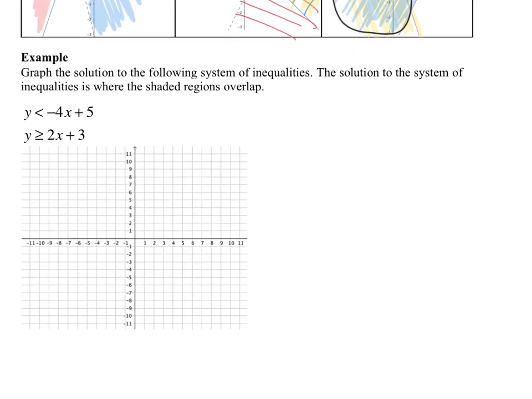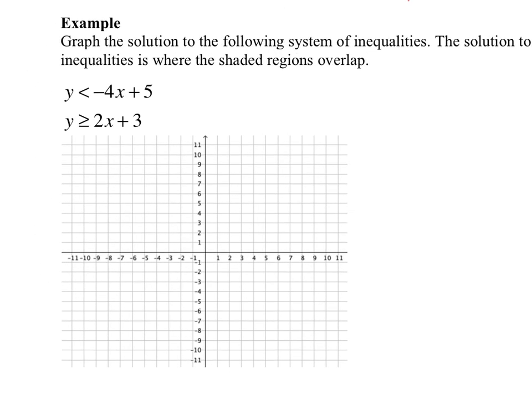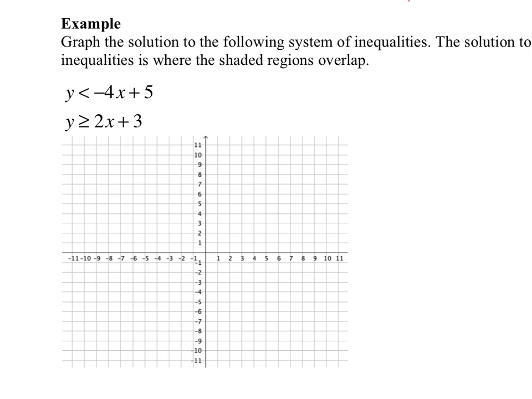So let's do our graphing for this one. In the first one, I'm first going to graph my lines. So in the first one, I have y less than negative 4x plus 5. So before I even start graphing, I know that the less than symbol means I'm going to make a dashed line. I also know that it means that I'm going to shade below that line, okay? But I'm going to save the shading for last. So first I'm going to graph the line.